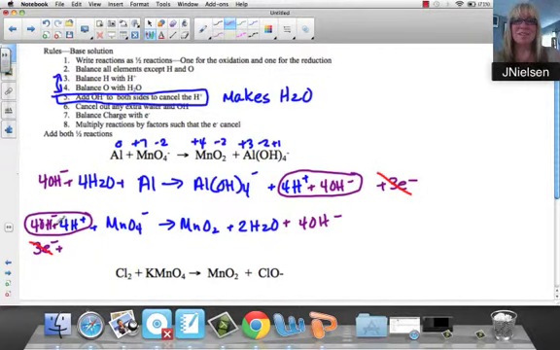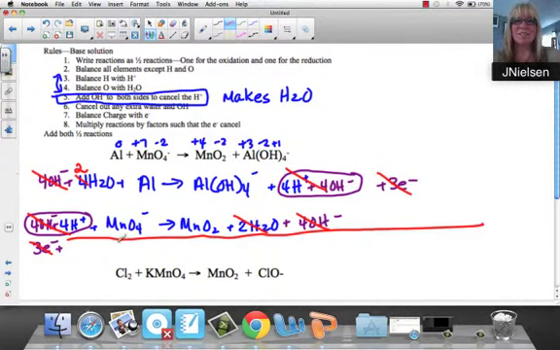I have 4 waters on the left of this reaction, 4 waters on the right of that reaction. I can get rid of that. I have 4 OH minus on the right of this reaction, 4 OH minus on the left. And I have 2 waters on the right of this reaction, which means I can reduce this to 2 waters. So on this one I got rid of a lot of junk.